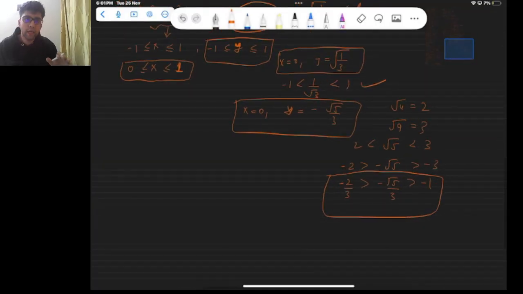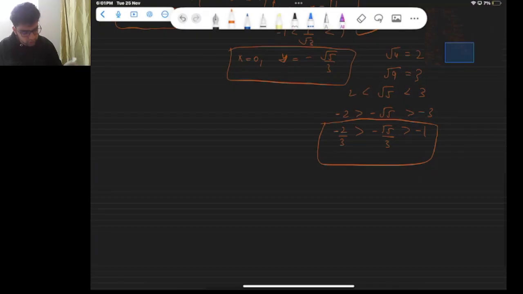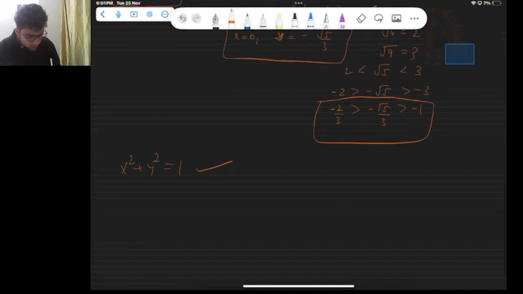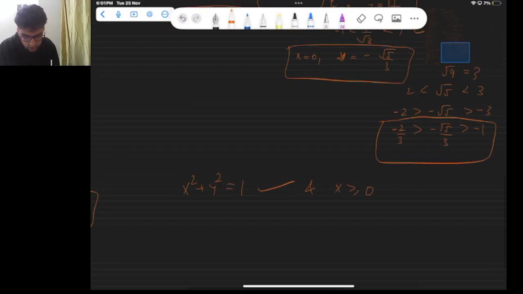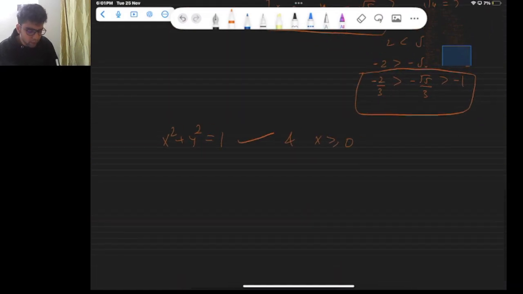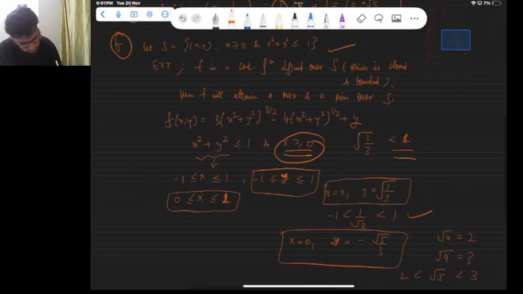Now we only have to take care about the constraint. So the constraint is x square plus y square equal to 1, along with x greater than or equal to 0, right? So this is our constraint, and now I can substitute this constraint directly into my function. So the function given to me was this.